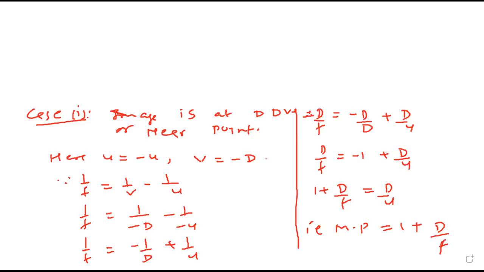D means 25 centimeter and f depends upon focal length of that lens. So if image is at DDV or at near point, then 1 plus d upon f is magnifying power. Right, case 1.